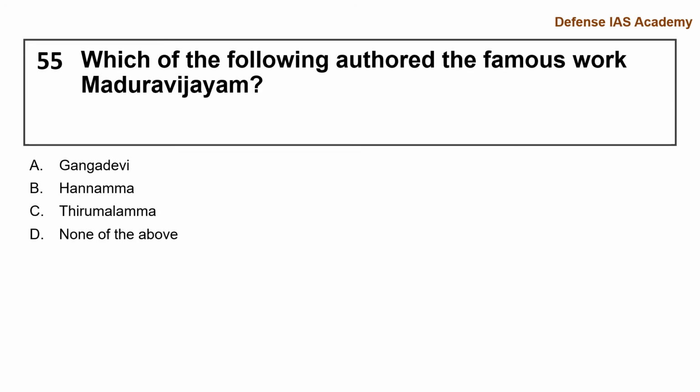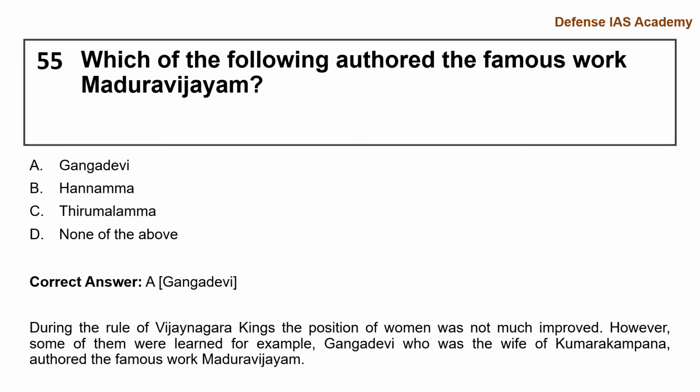Question number 55. Which of the following authored the famous work Madura Vijayam? The correct answer is option A, Ganga Devi. During the rule of Vijayanagara kings, the position of women was not much improved. However, some of them were learned. For example, Ganga Devi, who was the wife of Kumara Kampana, authored the famous work Madura Vijayam.